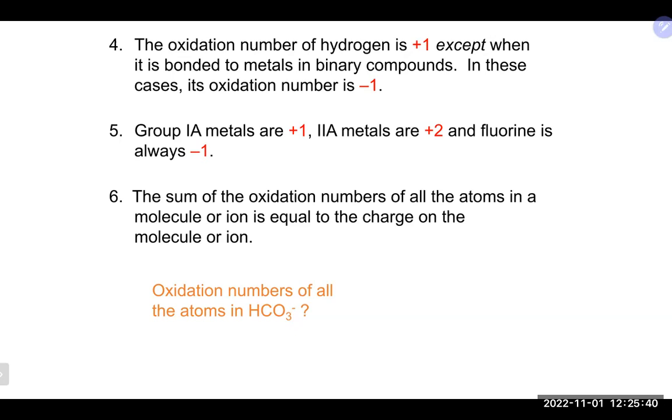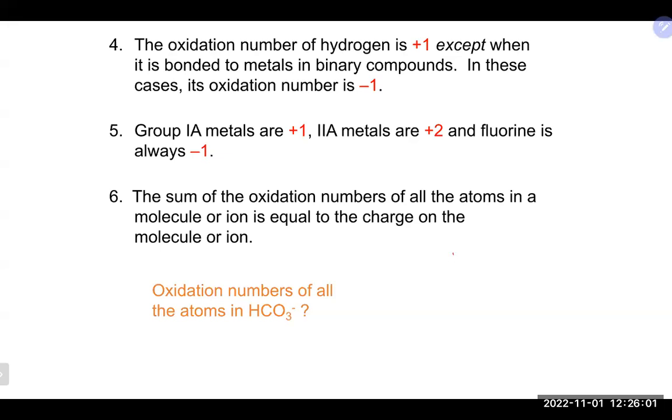When you add up all your oxidation numbers, it needs to equal the overall charge on the molecule or the ion. So if it's a neutral molecule, then it needs to all add up to 0. If it's a polyatomic ion, maybe with a -2 charge, everybody needs to add up to -2 in terms of their oxidation states.